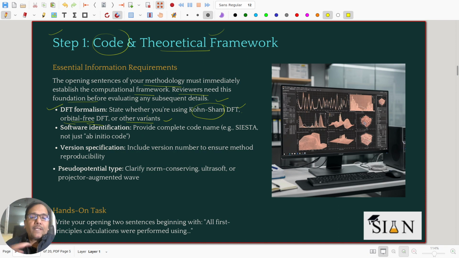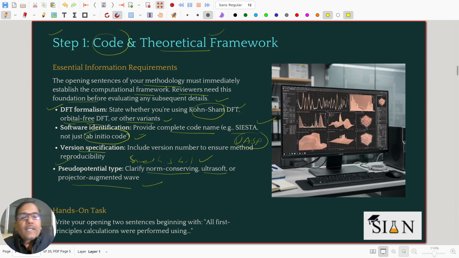In my case, I write that DFT is implemented in SIESTA. So Kohn-Sham, and then the software identifier: provide a complete code name. For example, SIESTA, not just ab initio code or first-principles-based code. You have to use SIESTA, VASP or others, even the full form, and even the version specification, for example SIESTA 5.4.1, as mentioned previously. Also the pseudopotential type must be mentioned: norm-conserving, ultrasoft, or projector augmented wave pseudopotential.